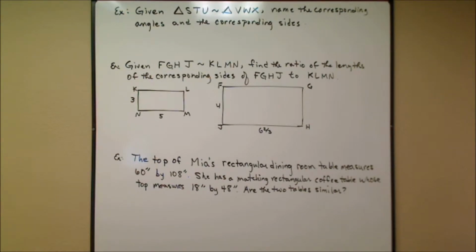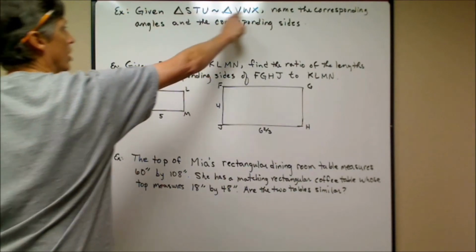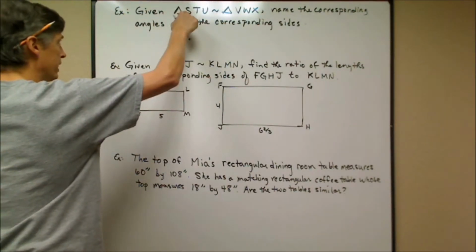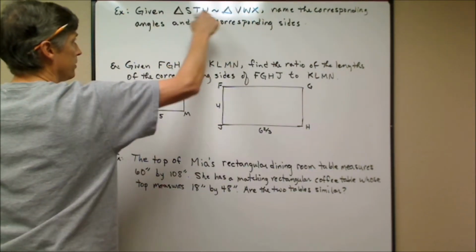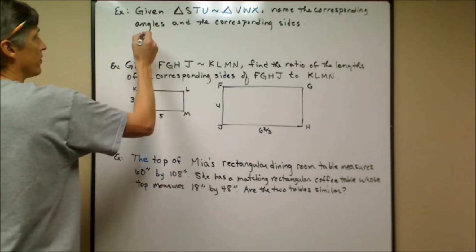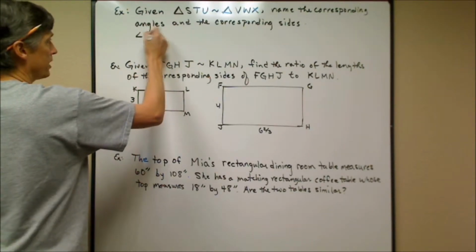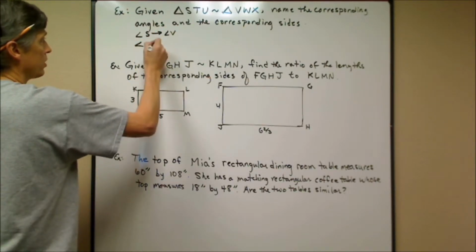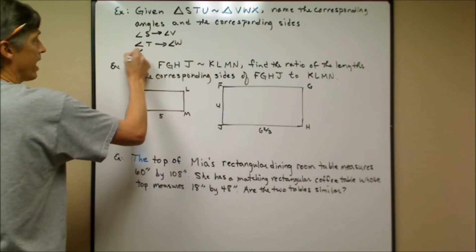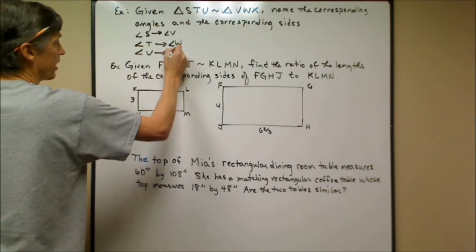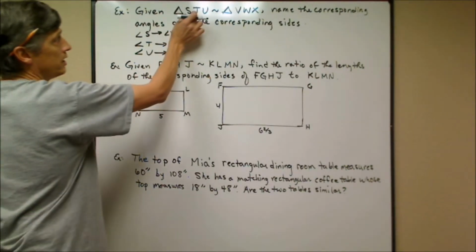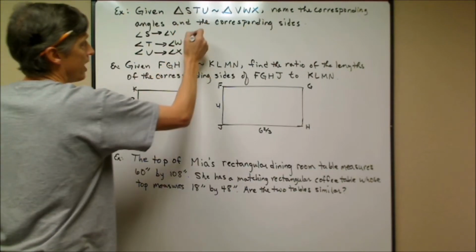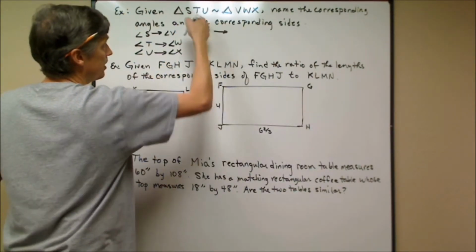Given triangle STU is similar to triangle VWX, name the corresponding angles and the corresponding sides. Well, I can do this without the diagram. I don't need the figures drawn out for me because the key is how the letters are ordered. For example, vertex S matches up with V, T matches up with W, and U matches up with X. So that tells me that angle S corresponds to angle V, angle T corresponds to angle W, and angle U corresponds to angle X. It also tells me what sides correspond. The side that connects the first two vertices, ST, corresponds to VW.